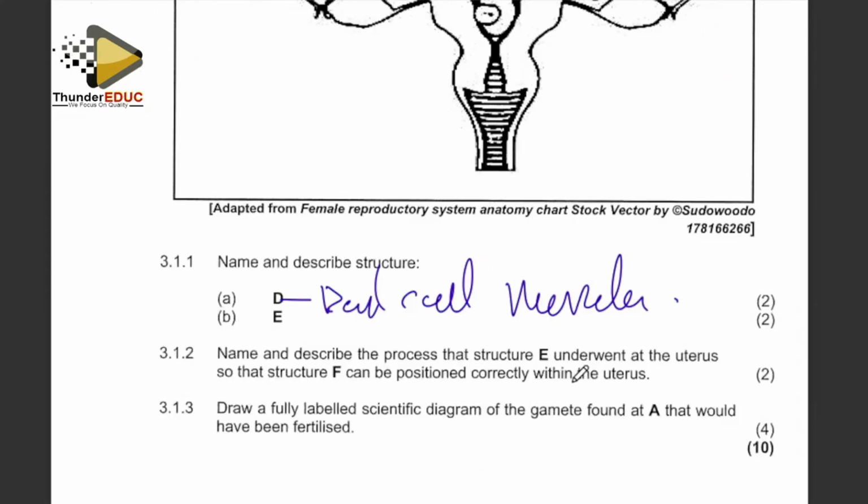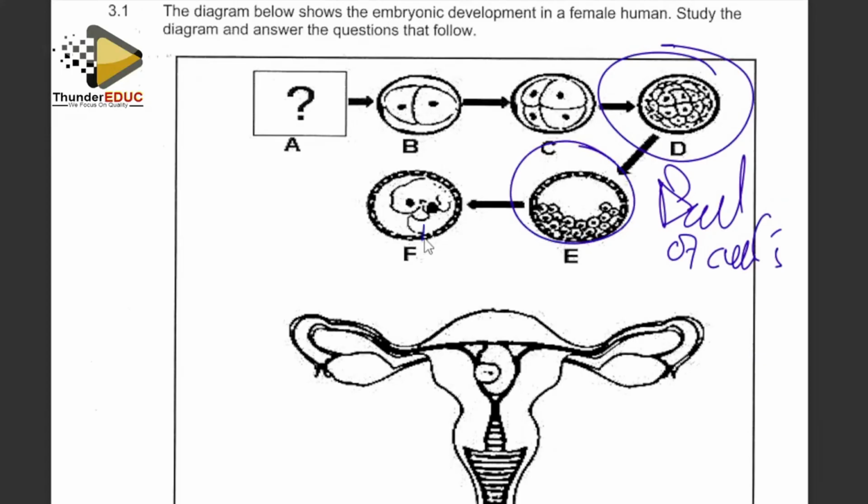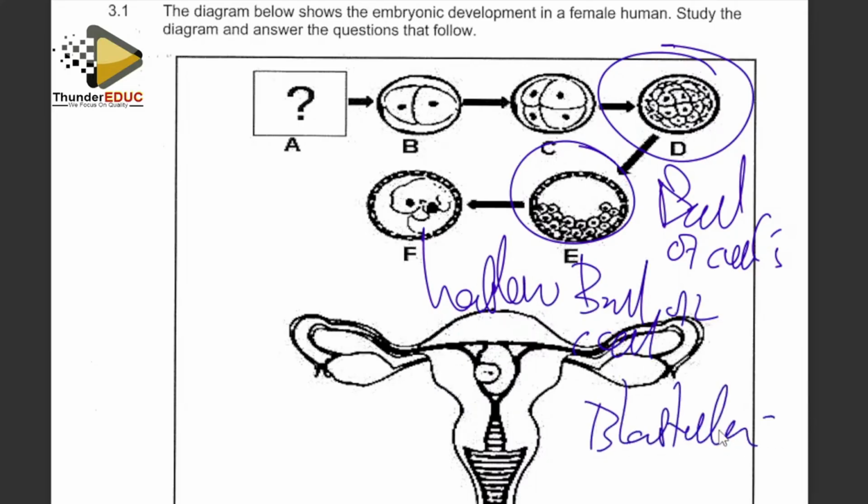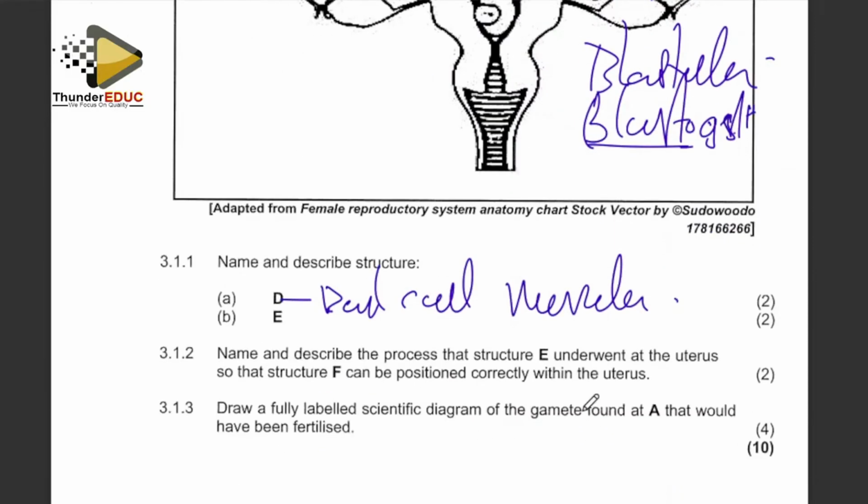Then structure E is a hollow ball of cells, called blastula or blastocyst. Yes, blastocyst. So it is hollow. They want to see this word, that it has a hole, a hollow ball of cells. That's the description they are talking about.